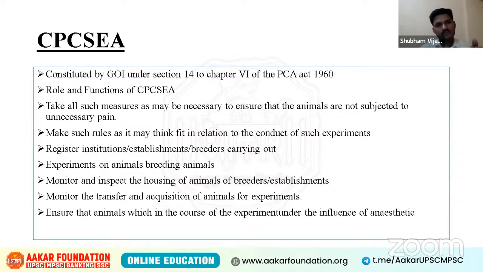From the third point onward, all the points which are coming are the roles of the CPCSEA. The first one is to take all such measures which are necessary to ensure that animals do not suffer from unnecessary pain. This is the very first and foremost, very important role of CPCSEA: that any animal should not suffer from unnecessary pain, and to make such rules as it may think fit in relation to the conduct of such experiments.